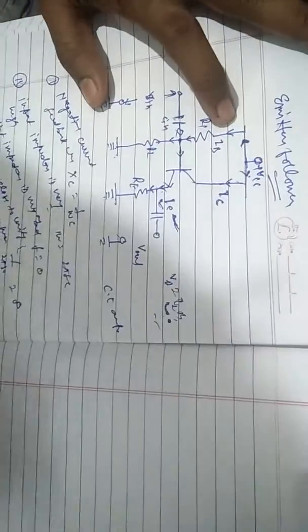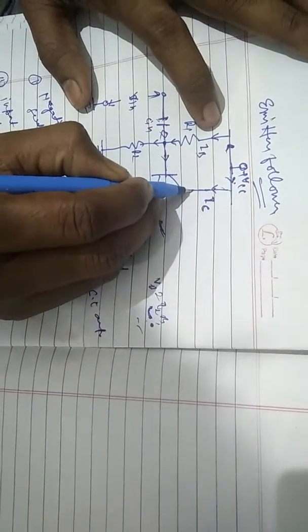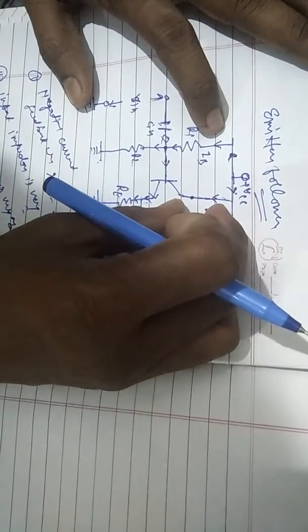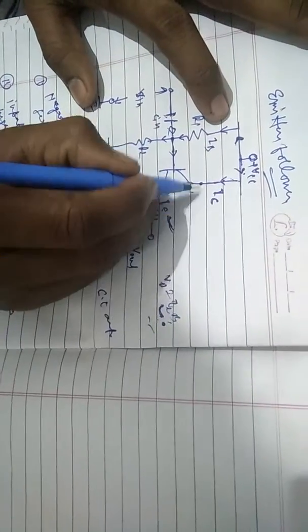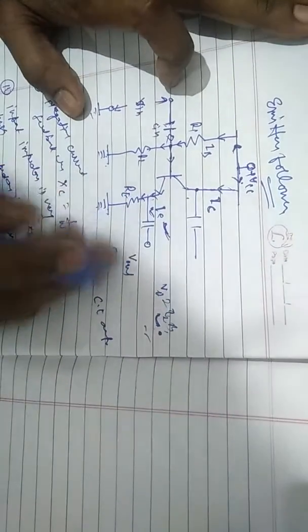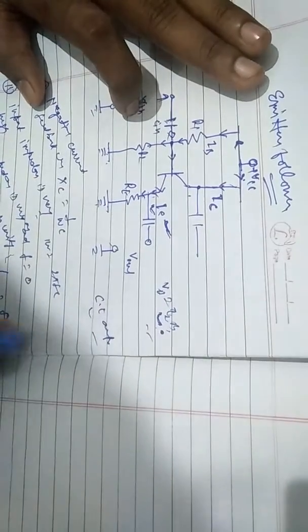Now if we compare this circuit with common emitter amplifier, then we see the difference here that in common emitter amplifier there is a collector resistance, but in emitter follower, collector resistance is vanished, and in common emitter amplifier we take output from here and here, but in emitter follower we take output from RE resistance. So this is the basic difference between emitter follower and common emitter amplifier.